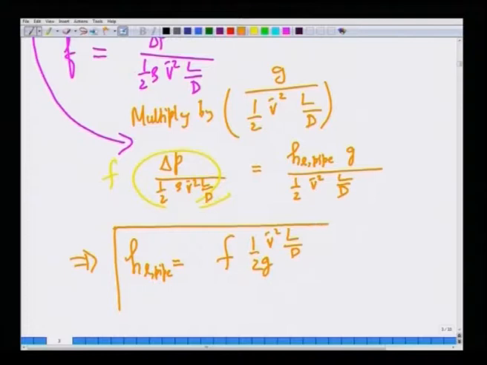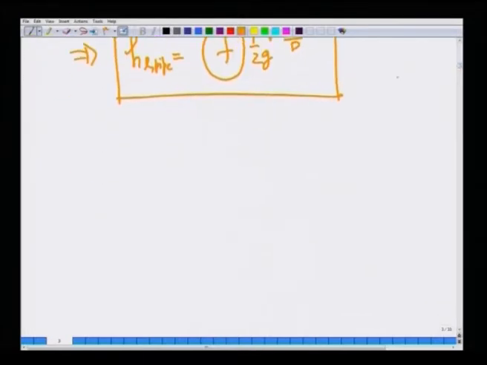This is the relation between the friction factor and head loss in a pipe. Okay. Why is this important? This relation is important because when we want to write the energy equation for a complex flow setting, in practice you may have a problem like this.